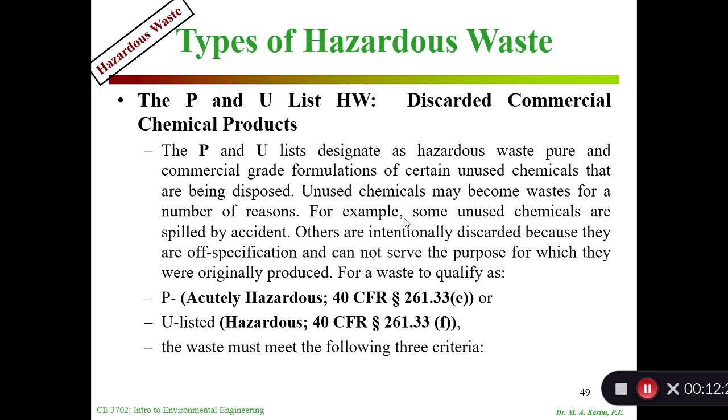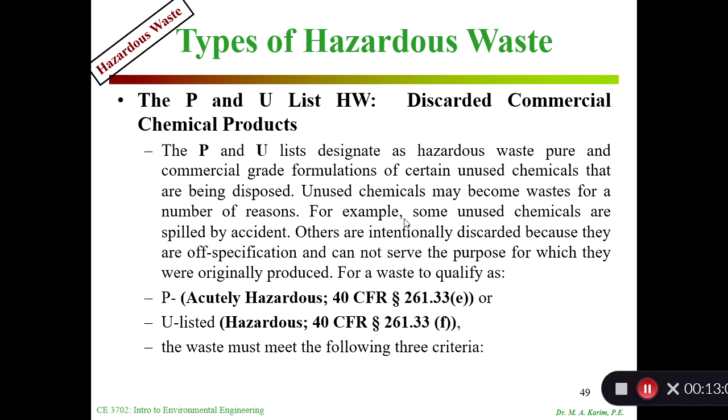Now the P and U lists: discarded commercial chemical products. The P and U lists designate as hazardous waste pure and commercial grade formulations of certain unused chemicals. One example would be unused chemicals that are spilled by accident. Others are intentionally discarded because they are off specification and cannot serve the purpose for which they were originally produced. For a waste to qualify for the P list, it has to be acutely hazardous, 40 CFR section 261.33(e). The U list is hazardous waste under 40 CFR 261.33(f).